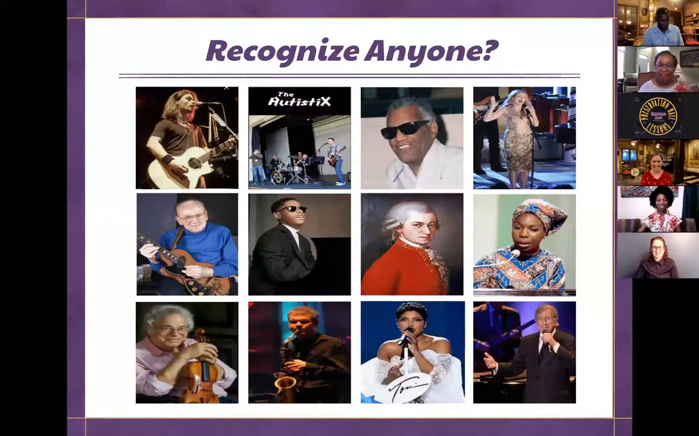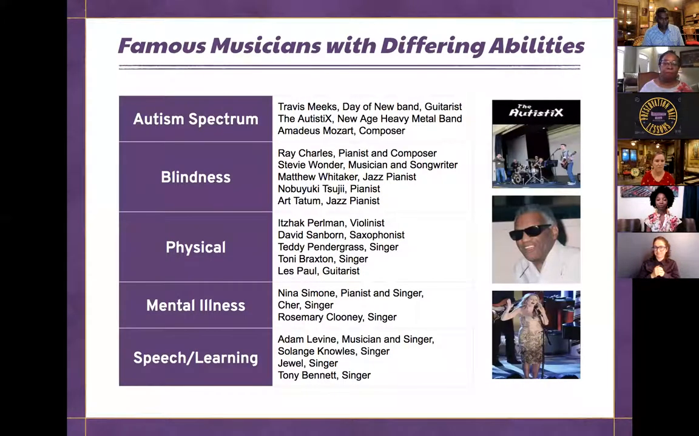So I'm quite sure that it was easy to recognize some of the musicians, composers, and artists that you listen to throughout the years. But have you ever stopped to think if any one of these individuals had a disability, or better yet, a differing ability? It's real easy to recognize persons, in particular these musicians, who have a physical disability, with Mr. Ray Charles and Mr. Matthew Whitaker. But the others you can't see so readily, correct? Can we please go to the next slide?